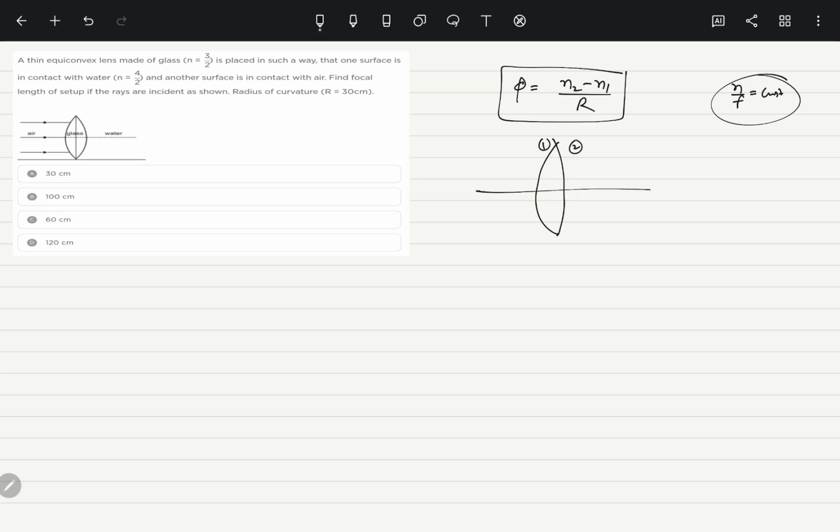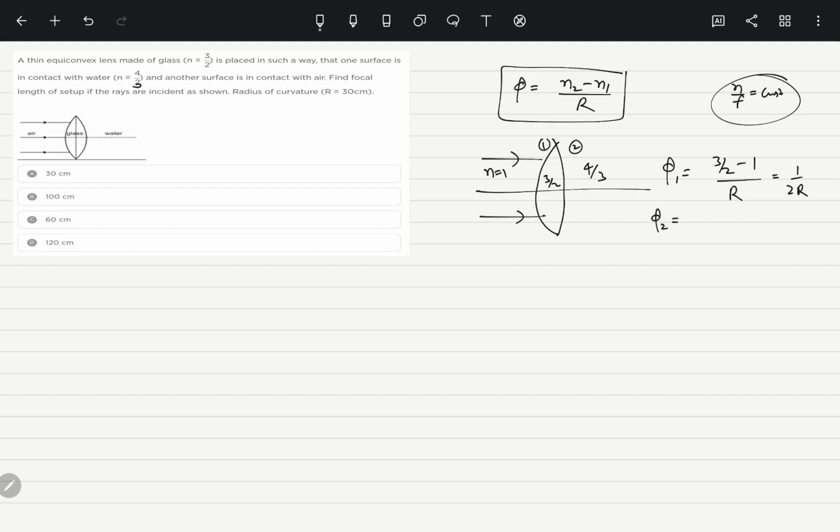Here the rays are parallel to the principal axis. So phi for the first refracting surface: here n1 is equal to 1, here we have 3 by 2, here we have 4 by 3. There's a mistake in this question, so it is 4 by 3 only. Now the phi value for the first refracting surface: if we apply the formula, phi1 is equal to 3 by 2 minus 1 divided by r. So it is coming as 1 by 2r.